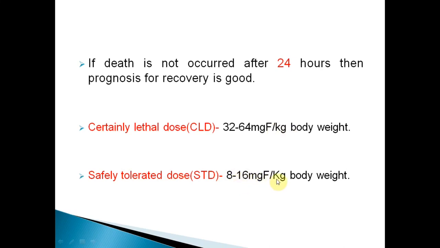So on average, if a patient has 70 kg, just take 100 kg. A 100 kg body weight needs 3.2 to 6.4 grams, because we are converting milligram to gram. So it becomes 3.2 to 6.4 grams for a 100 kg person. If a person consumes 3.2 to 6.4 grams of fluoride, it might lead to the death of the person.